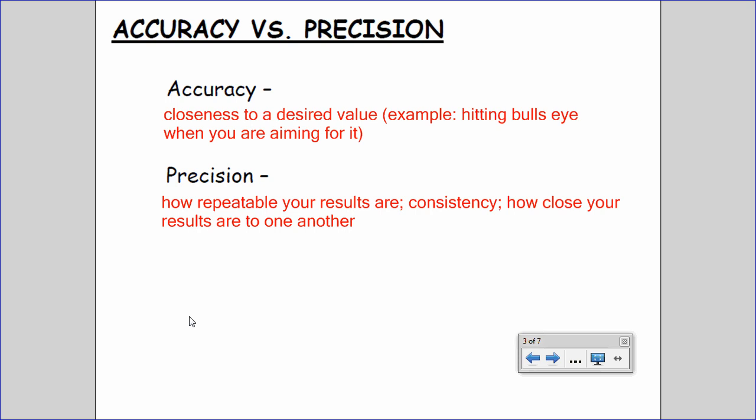Anybody can get lucky and shoot a three-point shot, but those players who consistently sink three-pointers are the ones who are going to make the $1 million. Okay? So accuracy and precision have many, many applications, not just in science, many connections.